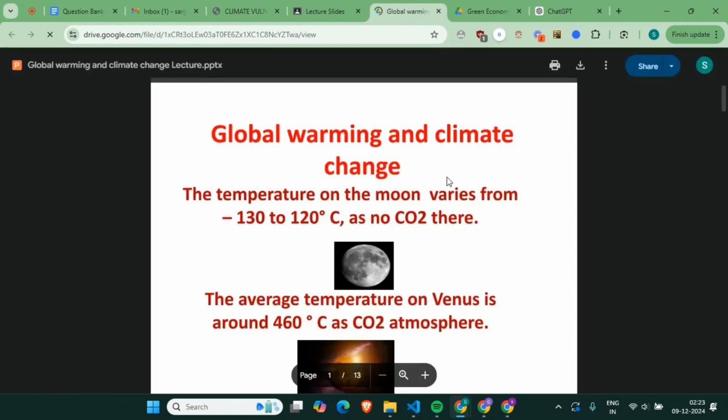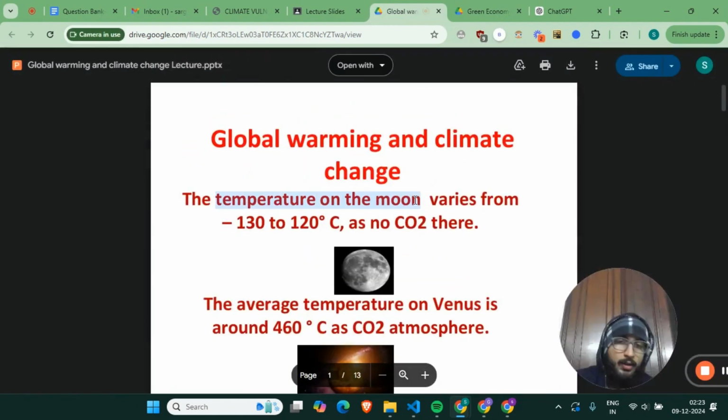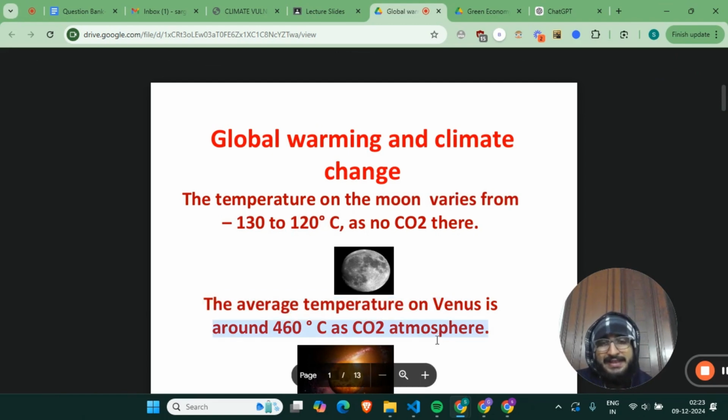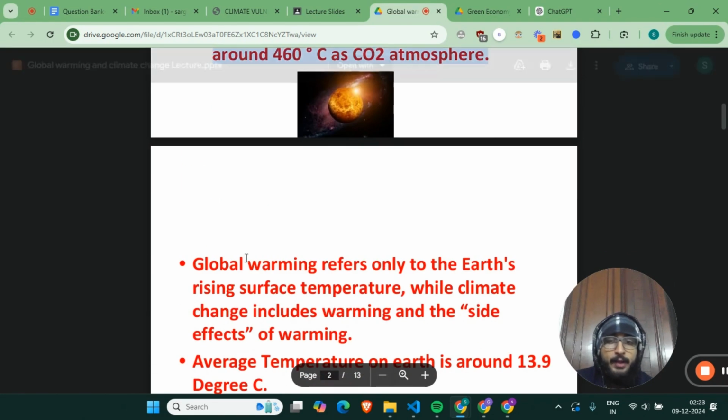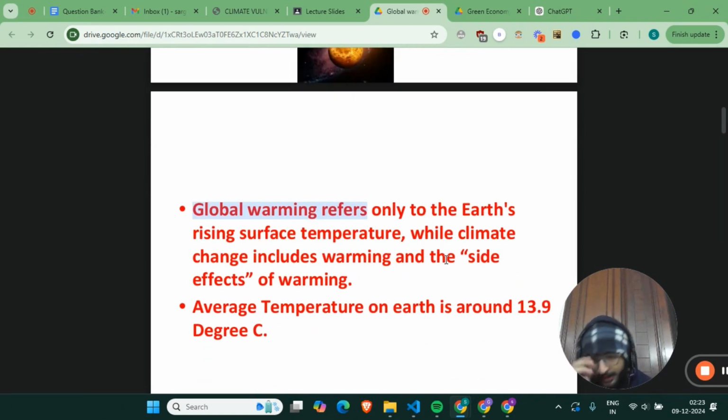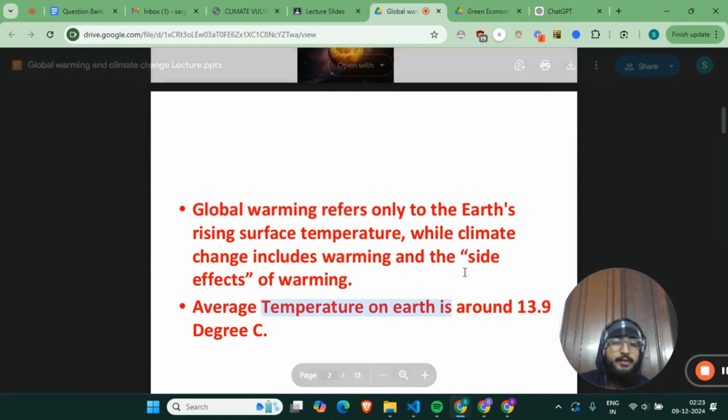We'll move on to our next lecture, which is global warming and climate change. The temperature on the moon varies from minus 130 to 120 degrees Celsius, as no CO2 is there. The average temperature on Venus is around 460 degrees Celsius, as it has a CO2 atmosphere. Global warming refers only to the Earth's rising surface temperature, while climate change includes warming and the side effects of warming. Average temperature on Earth is around 13.9 degrees Celsius.